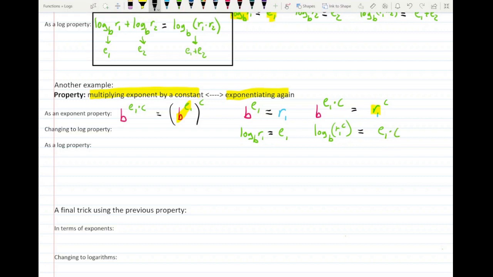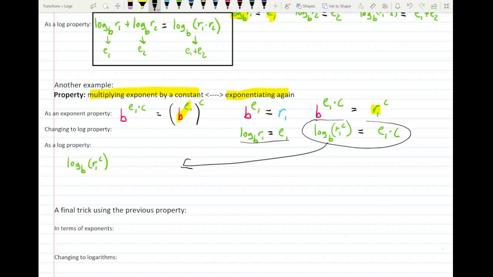Finally, if we take this equation and substitute in our first equation, we get log base b of r1 to the power of c, so left side unchanged, is equal to our other name for e1, log b of r1 times c. And this is our second important log property that we've just derived from an exponent property.